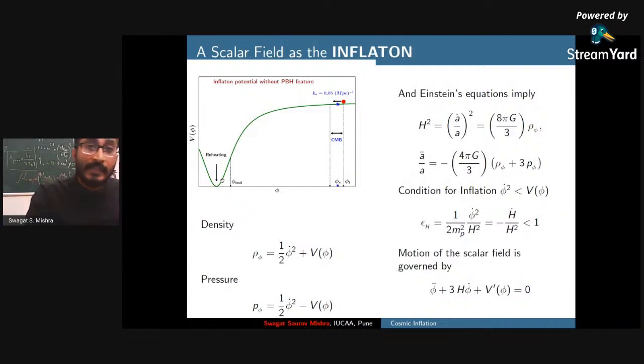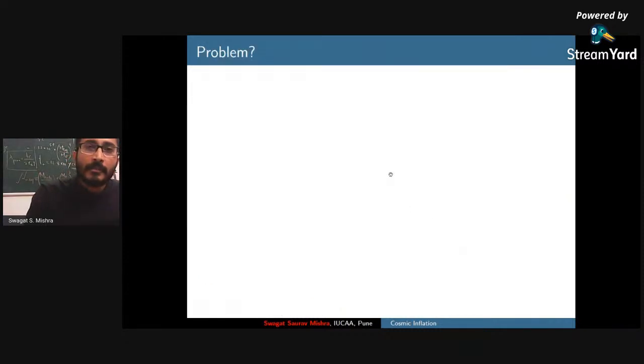The third thing we want is reheating. Reheating means it should sprout out all the standard model particles, all the normal particles. It does that also. There is a mechanism which we are not discussing today. We'll come back to it maybe if there's a question. Okay, so we have got it, but there is still a problem.